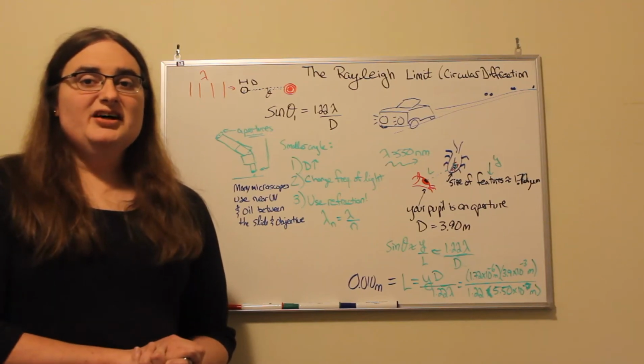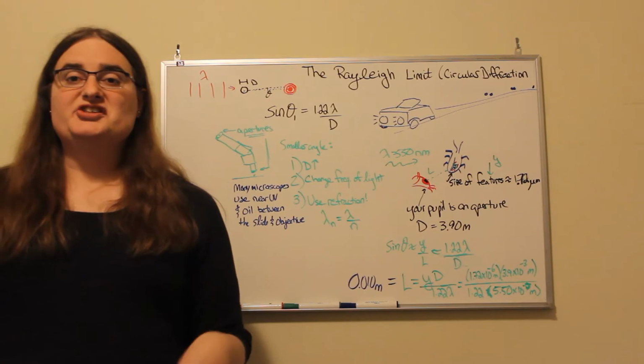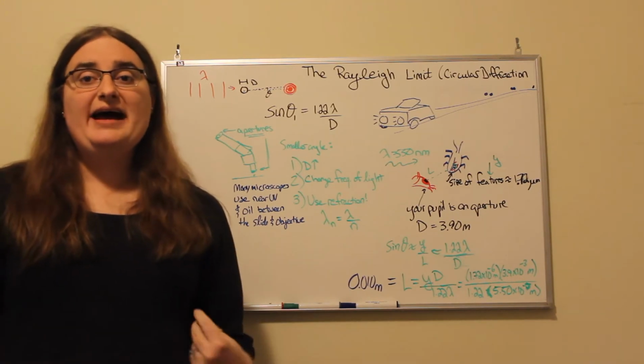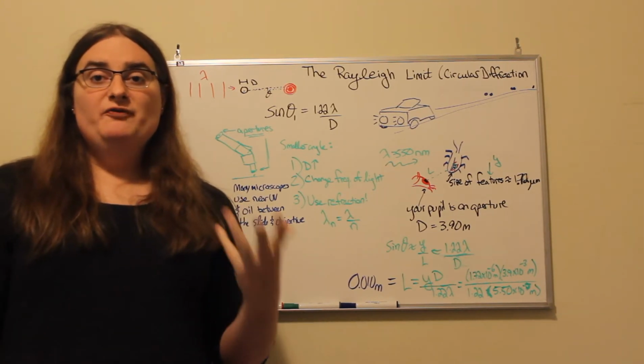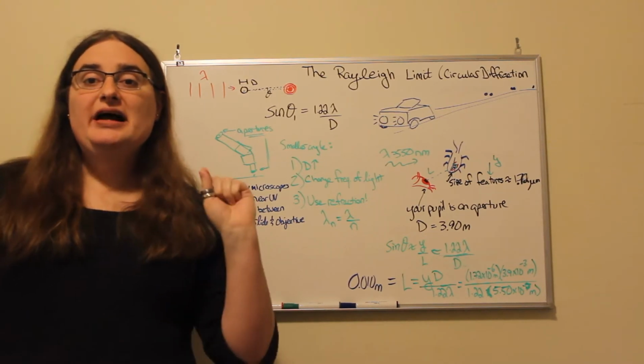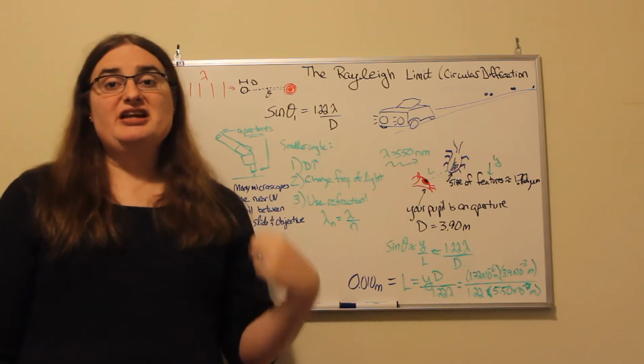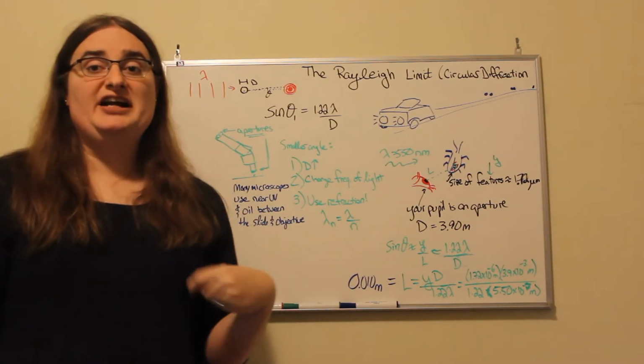Hi, let's talk about the limits that all optical systems, including your eyes, have to finding out and seeing very small objects. And that limit is called the Rayleigh limit, which is an application of circular diffraction.